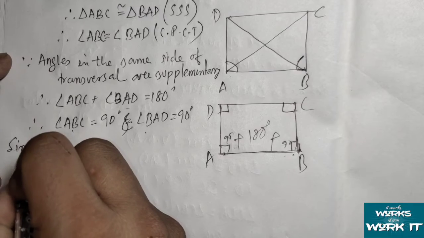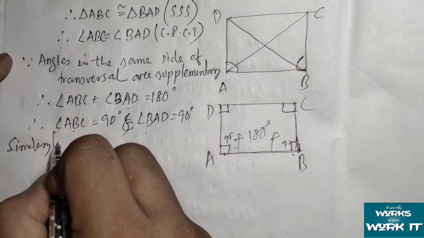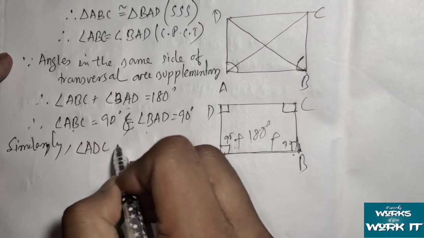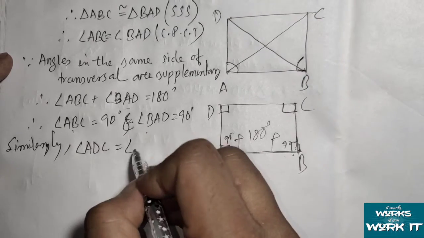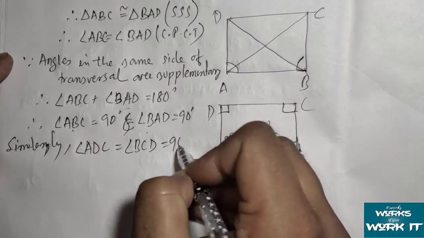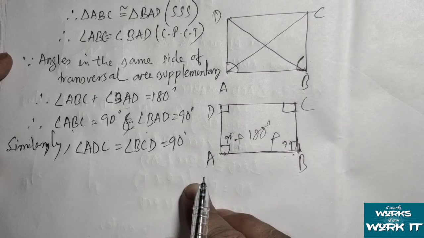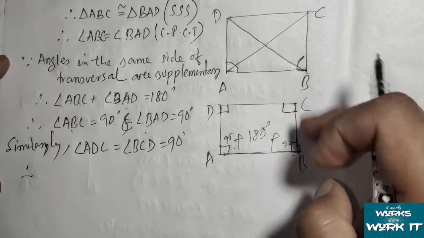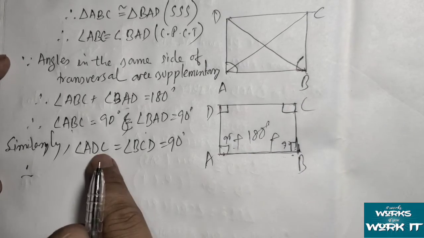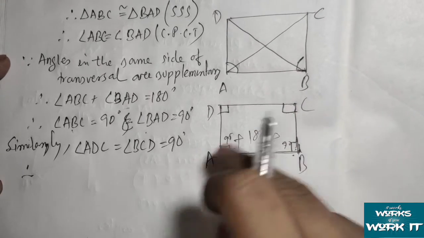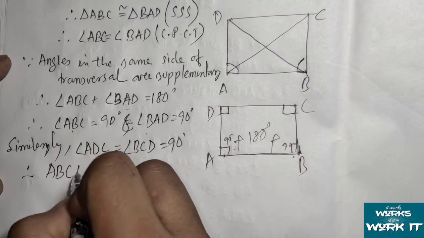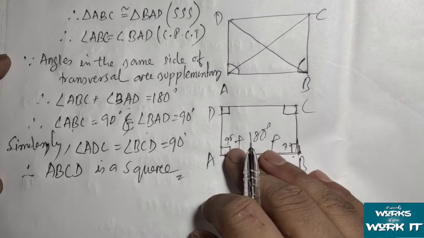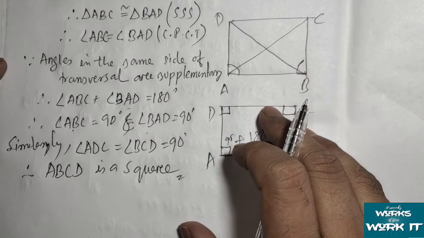Here I can write similarly angle ADC is equal to BCD is equal to 90 degrees. Therefore, we have already shown all the sides are equal, and now we have shown the corner angles are 90 degrees. So therefore ABCD is a square.